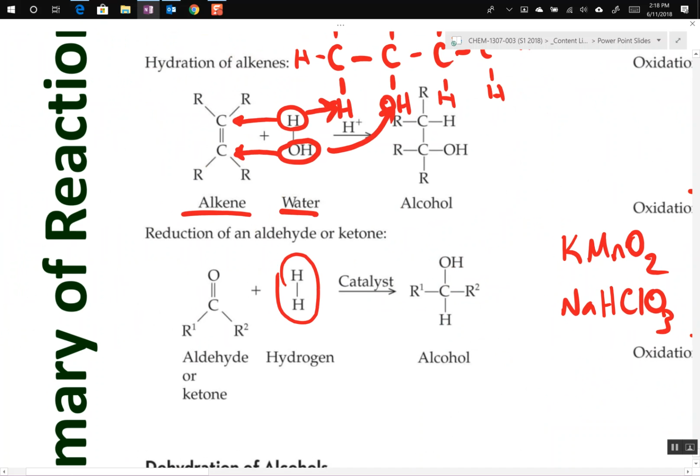And then here, you're causing the reduction using hydrogen. So you're going backwards. Okay? And you're going to form those primary or secondary alcohols depending on what you're starting with.